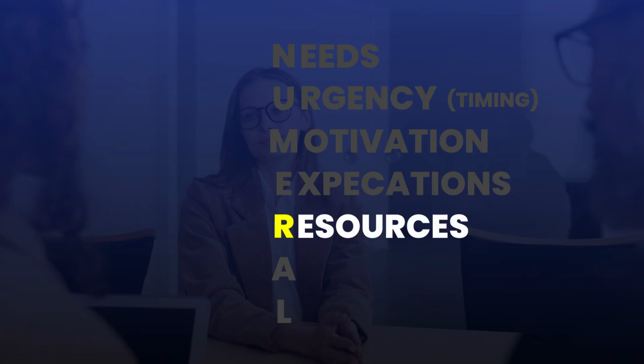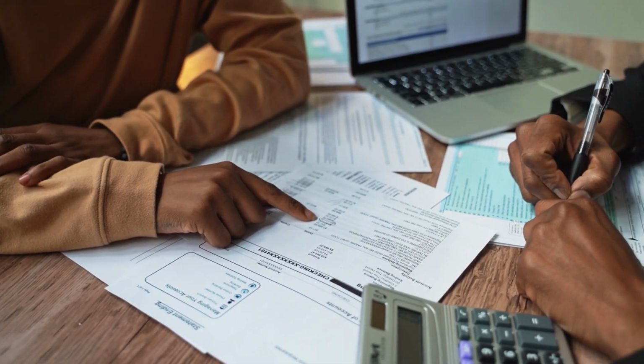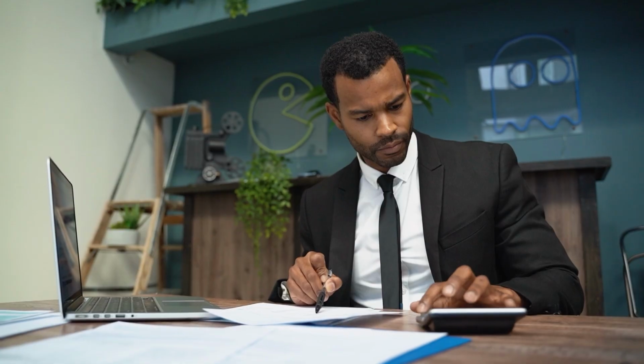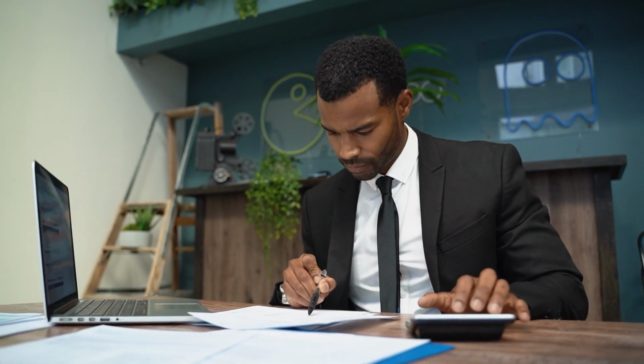R is resources, otherwise known as money. So if they're a home seller, you want to know perhaps what their balance is. We want to make sure that they're not upside down, that it's not a potential short sale. If it's a home buyer, obviously we want to find out what they're qualified for. What's the down payment look like? Do they have to get gift funds from someone else to purchase?